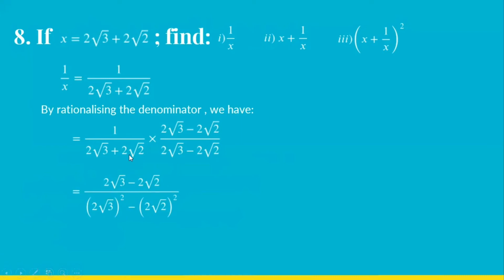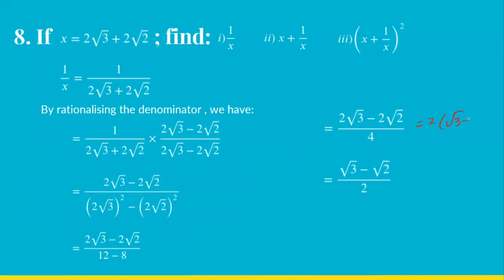In the denominator we have a square minus b square, because it is a plus b into a minus b. So 2 root 3 square: 2 square is 4, root 3 square is 3, 4 3s are 12, and this is going to be 8. So 12 minus 8 is 4. In the numerator, take 2 common, so that 2 cancels with the denominator. We are left with root 3 minus root 2 upon 4. So 2 1s are 2 and 2 2s are 4. This is how you get root 3 minus root 2 upon 2.